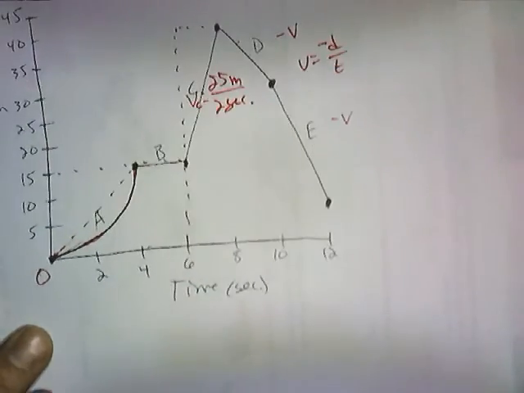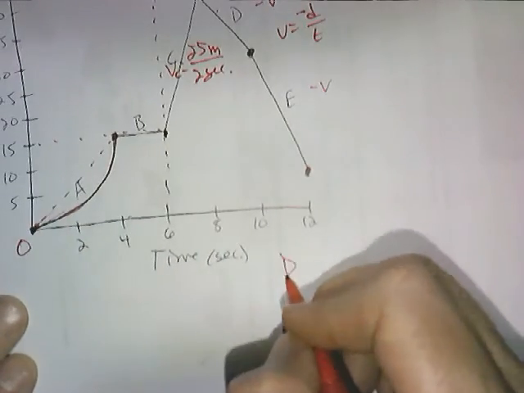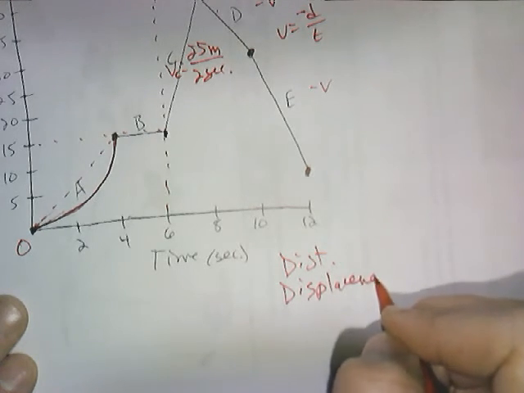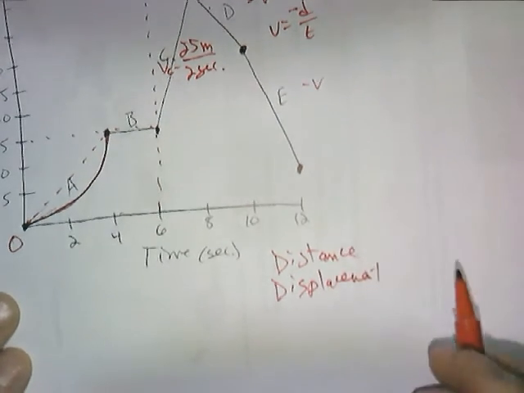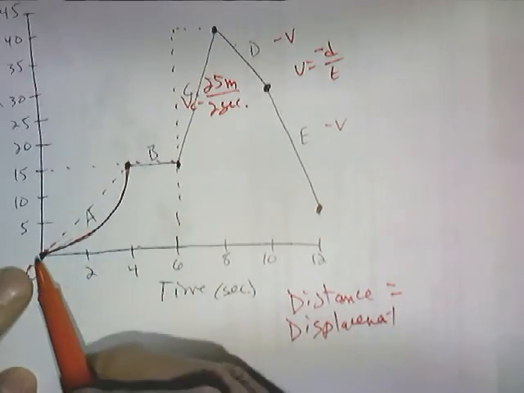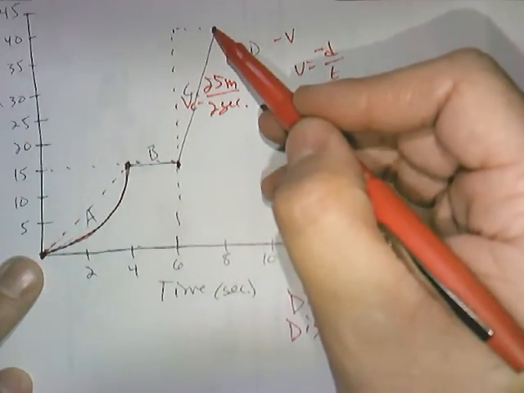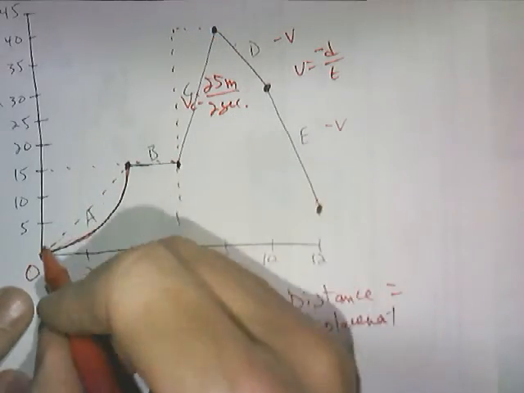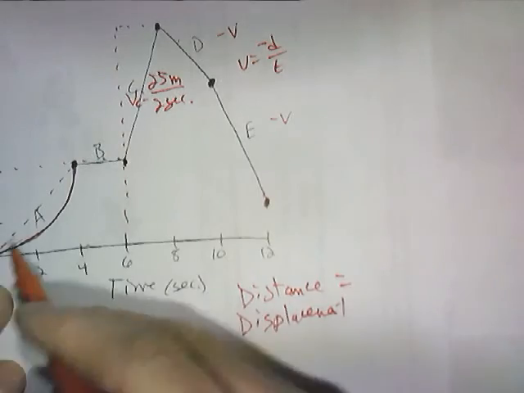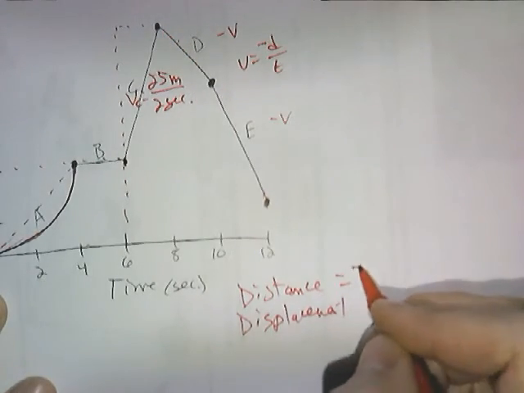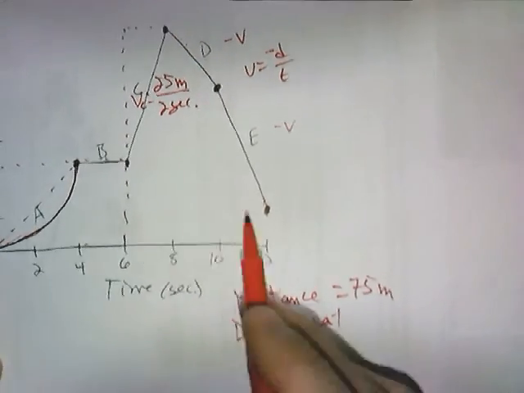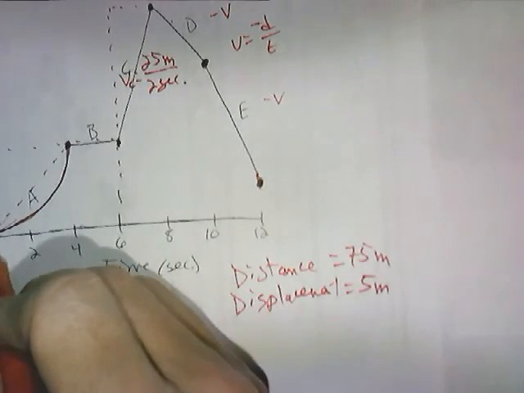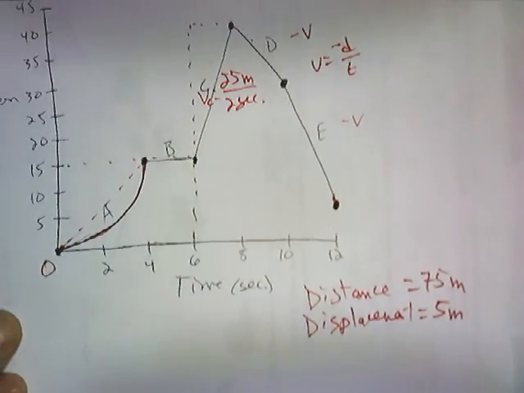And last but not least, I'm going to end on this one. The total distance traveled and the displacement. Remember, distance is a scalar quantity, displacement is a vector quantity. It traveled from 0, went up to 40 meters, and came back, ending 5 meters away. So it went 40 meters away, and then 35 meters back for a total of 75 meters. However, the net displacement would be 5 meters. It ended 5 meters away from the origin or the 0 point. There you have it.